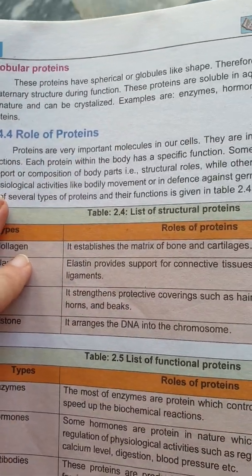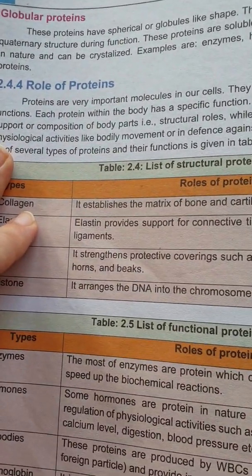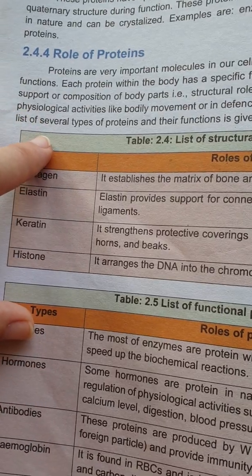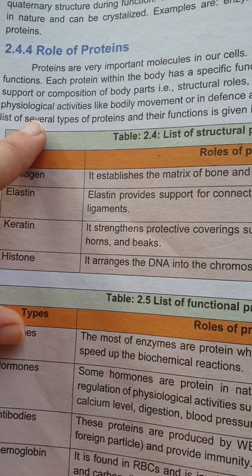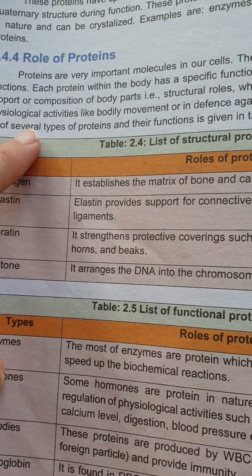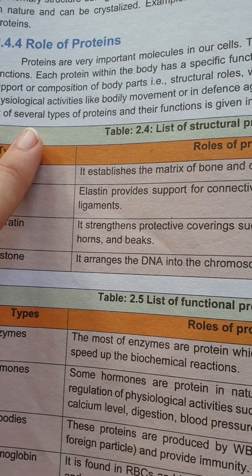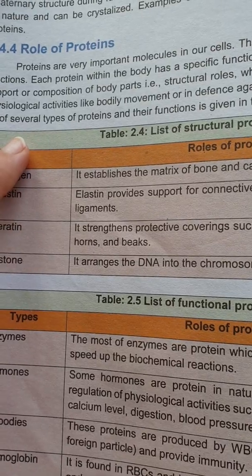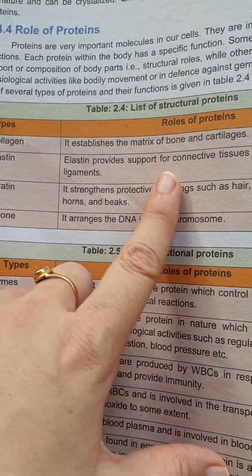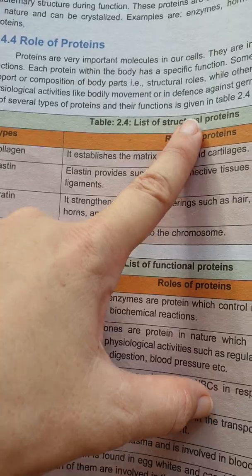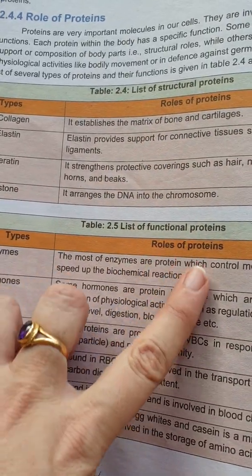Next is the role of proteins. As we have already discussed, protein is a very important part of the chemical compounds, and it affects our body very much as compared to carbohydrates and others, because it is formed in structural form as well as in functional form.